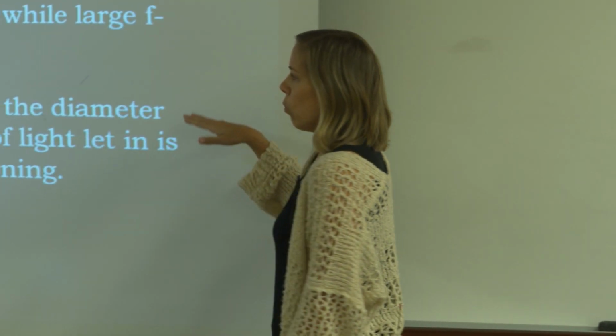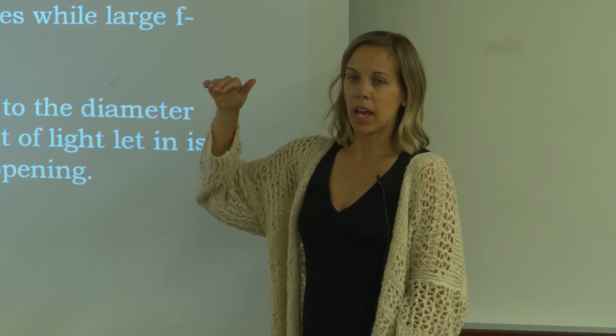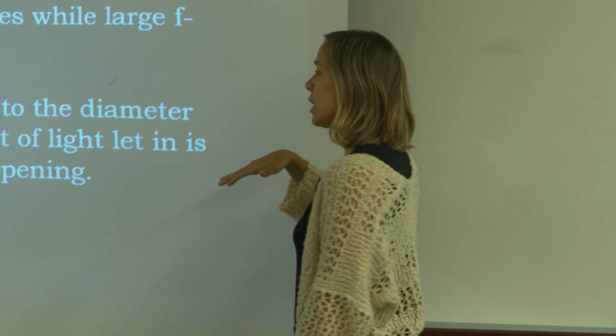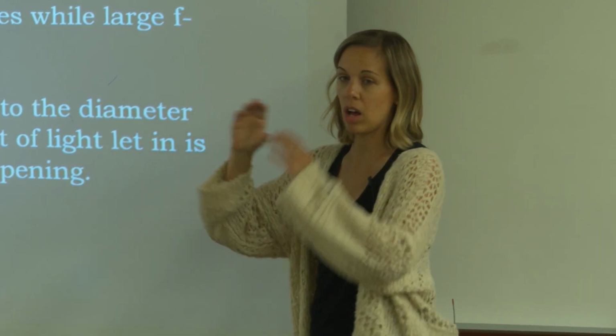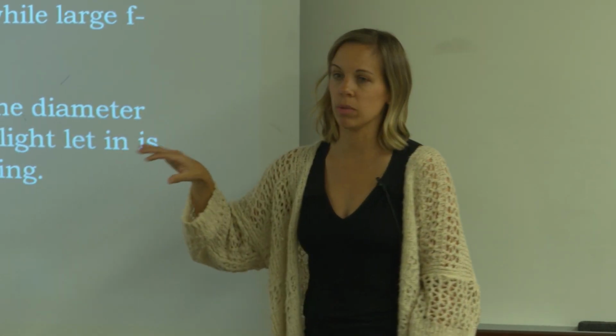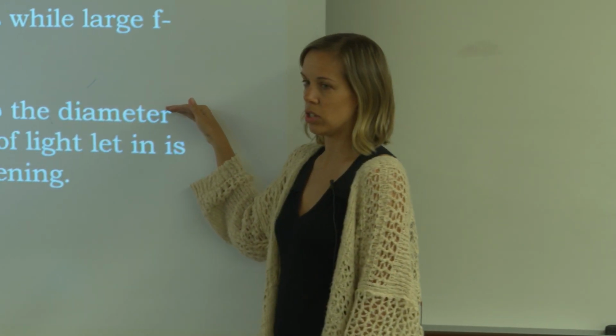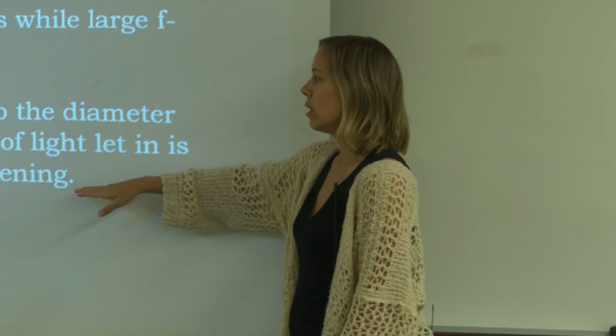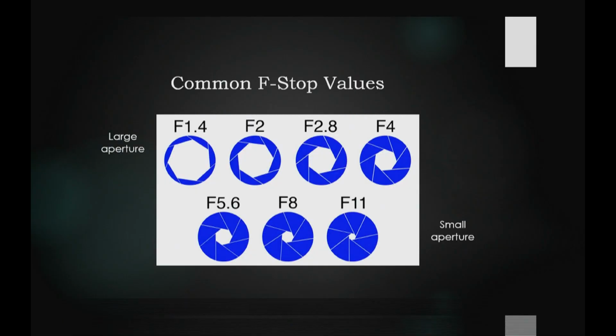So while the values that they've assigned to the f-stop are related to the diameter of that circular opening, the amount of light let in is actually related to the area of that circle that's open. So the values assigned are in relation to the diameter, while the amount of light is actually related to the area of the circle.